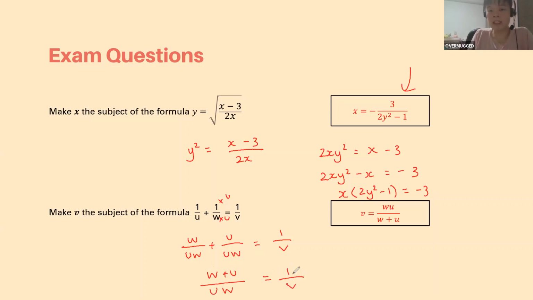Now you realize I have one fraction on each side of the equation. I can perform cross multiplication. This will give me this. And then I want my v to be alone. I want my v to be the subject. And I will get this.